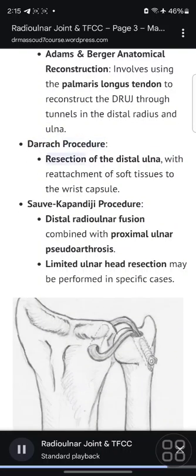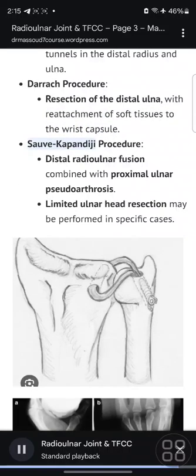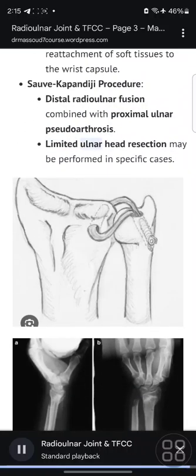Darrach procedure. Resection of the distal ulna, with reattachment of soft tissues to the wrist capsule. Sauvé-Kapandji procedure. Distal radioulnar fusion combined with proximal ulnar pseudoarthrosis. Limited ulnar head resection may be performed in specific cases.